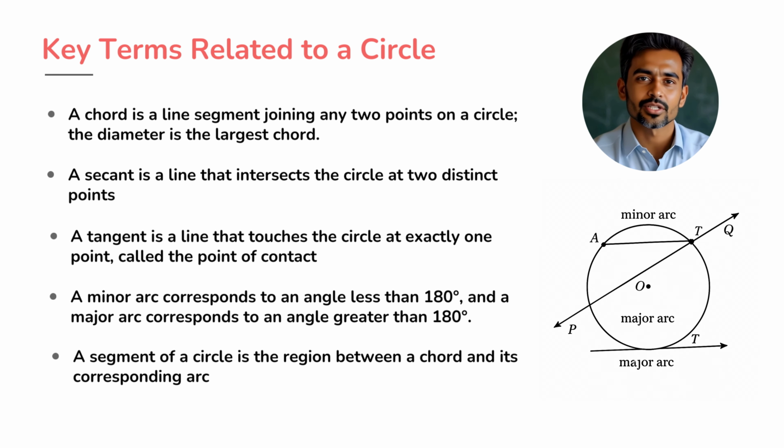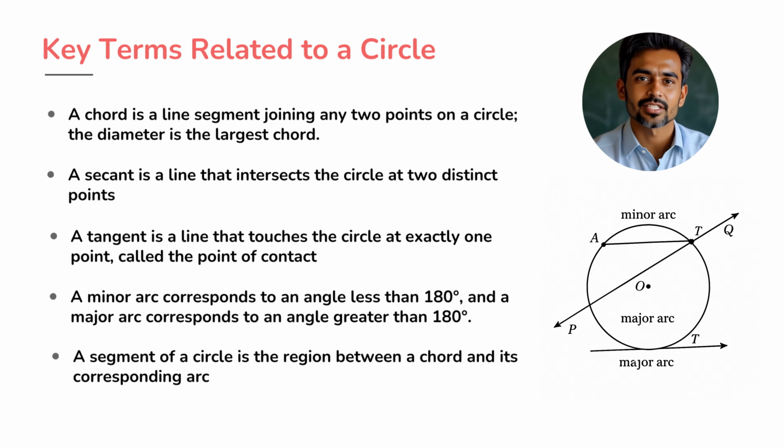Now that we know what a circle is, let's explore its elements, the lines and curves connected to it. A chord is a line segment joining any 2 points on the circle. If the chord happens to pass through the center, it becomes a diameter, the longest possible chord.